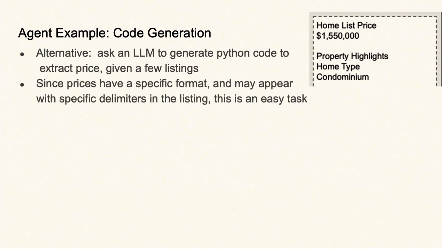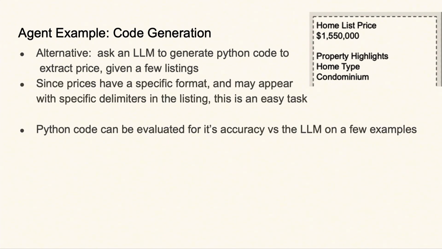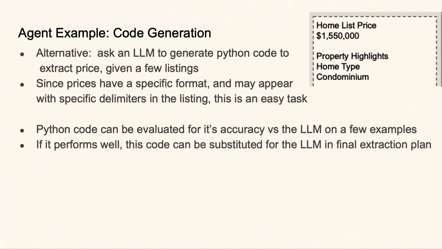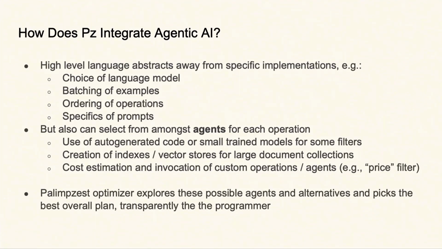And so we can ask the LLM to do this. Prices are in a specific format, so it's pretty good at this. And then the system can actually evaluate whether code generation is a good alternative or not if you give it a few examples, or ask it to use the most expensive LLM model to do this extraction, and then see if the code generation can match the performance of that most expensive model. So we can actually validate whether code generation works well. And if it does, then we can use it in place of invoking the LLM on every data example.